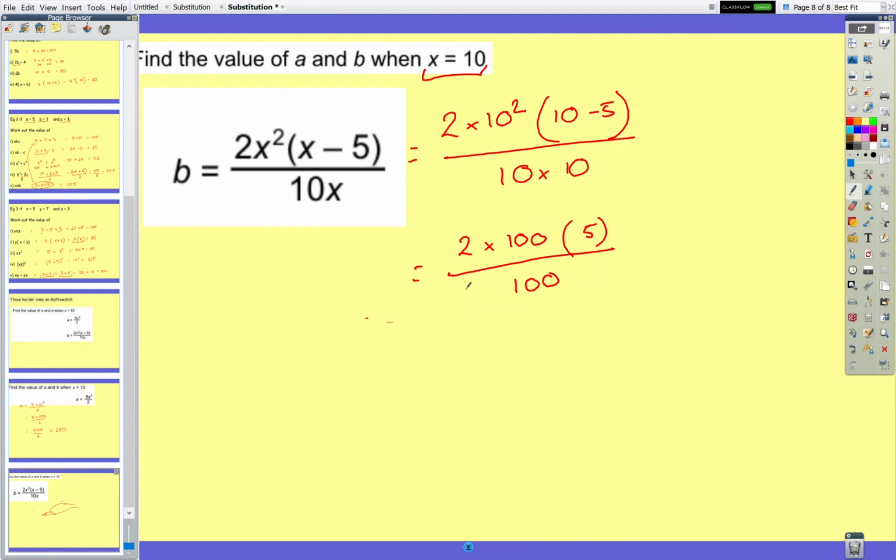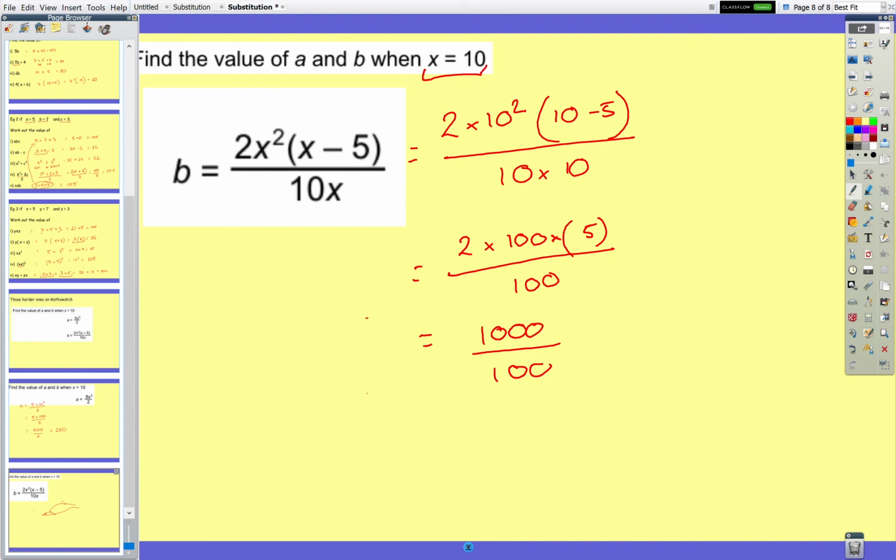Now my next part, work out the multiplication. Remember, there's a multiplying sign here. It doesn't matter which way we do it, keep it nice and easy for yourself. If you want to do 100 times 5, which gives you 500, times 2, which gives you 1000, all over 100.